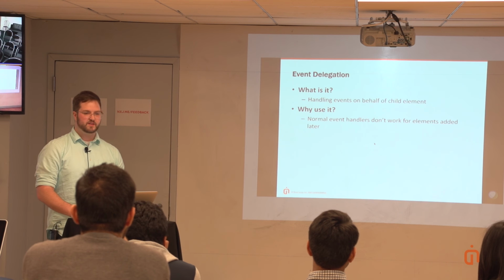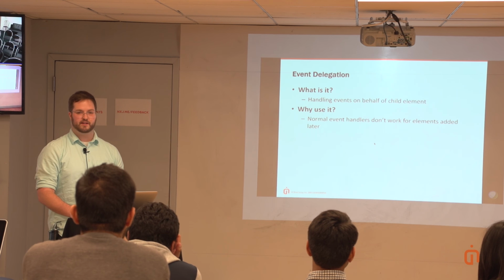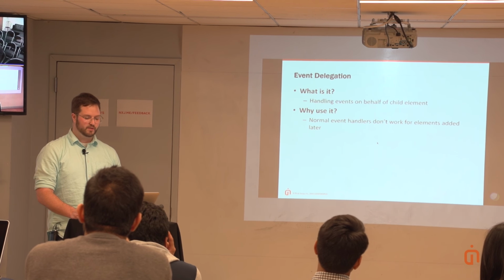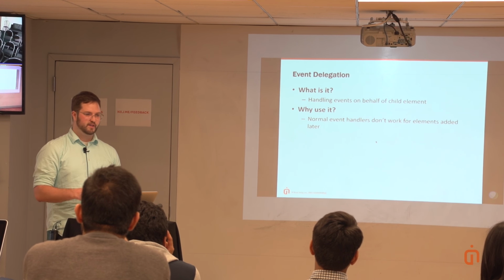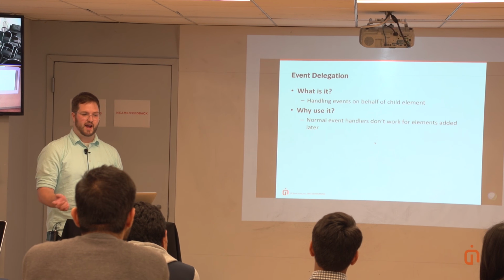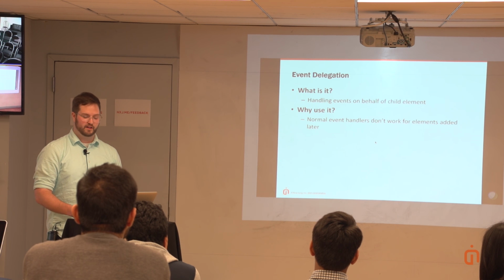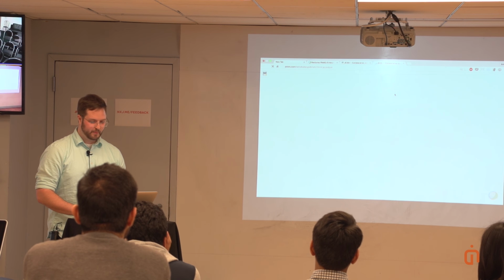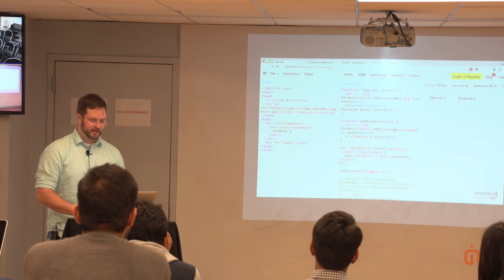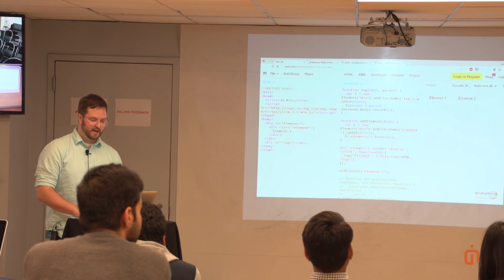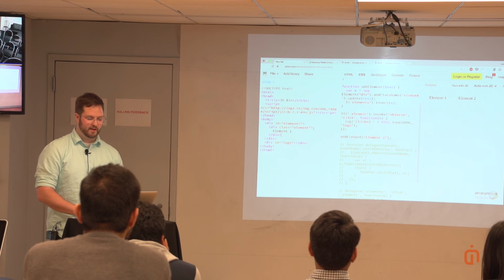Event delegation basically means handling events on behalf of a child element. You would use it because normally event handlers only work for elements that are already on the page at the time when you define the handler. It doesn't work if things are added to the DOM later. They won't get called for those. So we'll go into another example. We have one element in the DOM by default. We added one later. And we added this event handler.